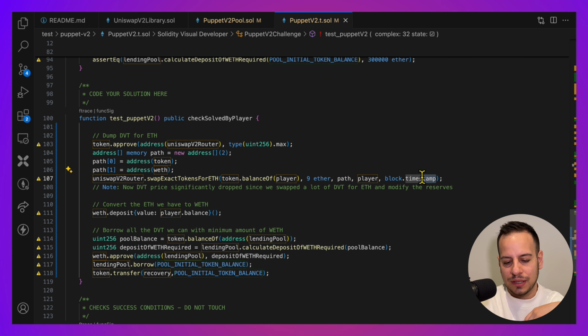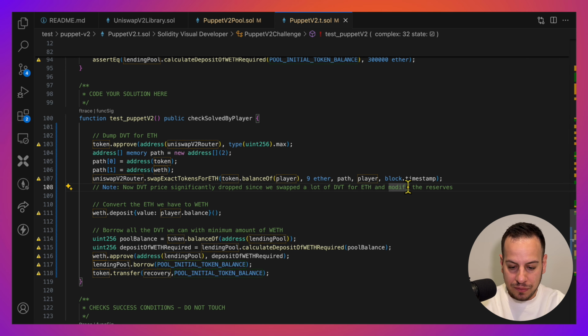I know it's not the safest way. Usually you shouldn't put block timestamp when you perform swaps, but this is not the context of this challenge. So I just don't care. I just want to complete the challenge. And now I left a note here. The DVT price significantly dropped since we swapped a lot of DVT for wrapped ETH and modified the reserve.